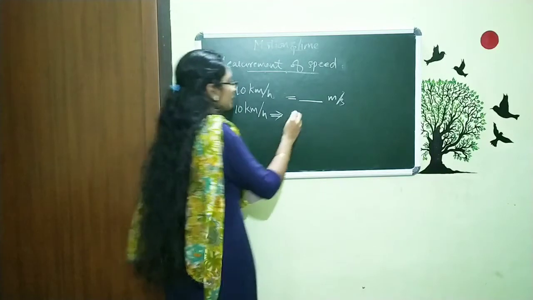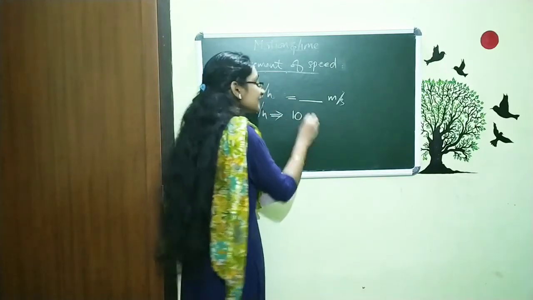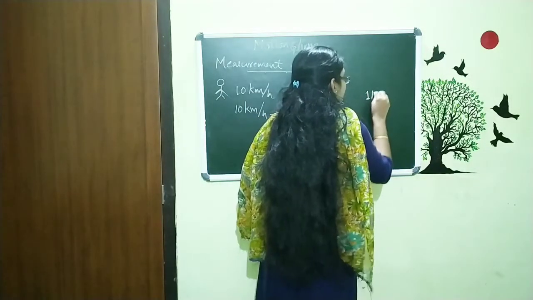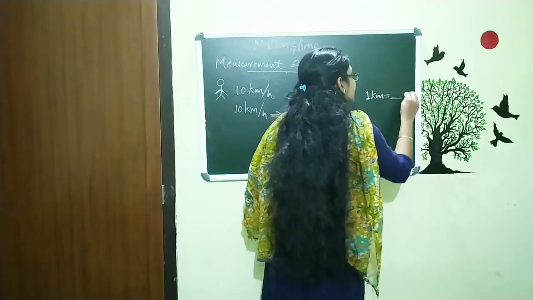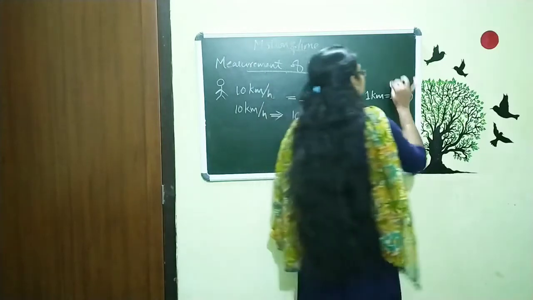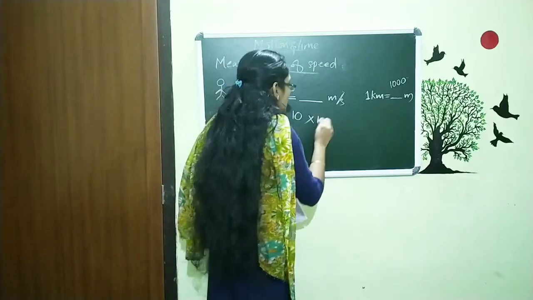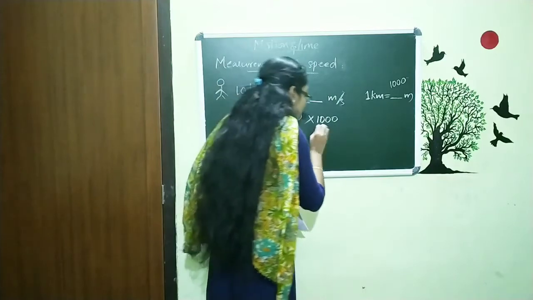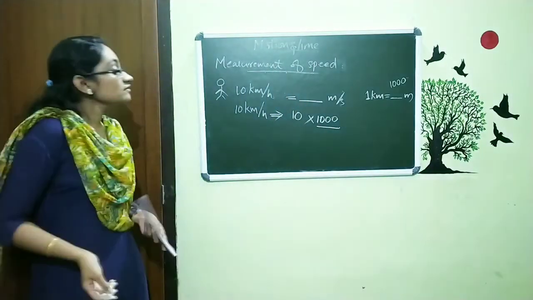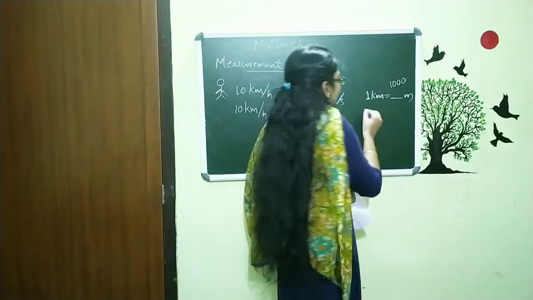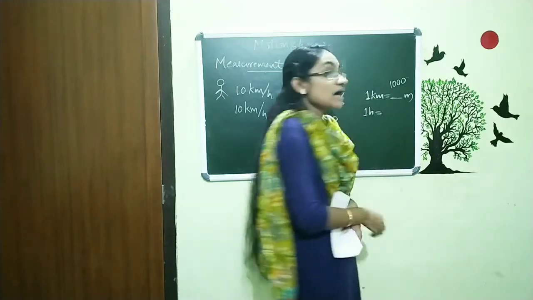Now just observe what I am doing. This 10 into how many meters are in 1 kilometer? 1 kilometer is equal to dash meter. 1 kilometer is equal to 1000 meter. So I want to multiply by this 1000 here. And one more thing, we have the second also now. So divided by, we have the hour to second. 1 hour is equal to how many minutes are there?